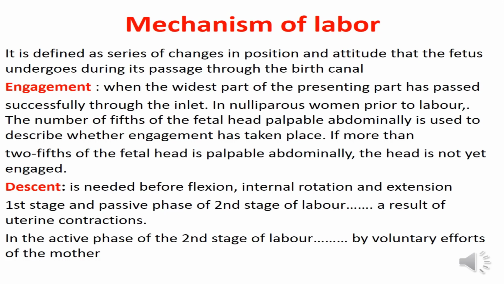Descent is needed before flexion, internal rotation and extension. In the first stage and passive second stage of labor it occurs as a result of uterine contraction, and in the active phase of the second stage of labor by the voluntary efforts of the mother.